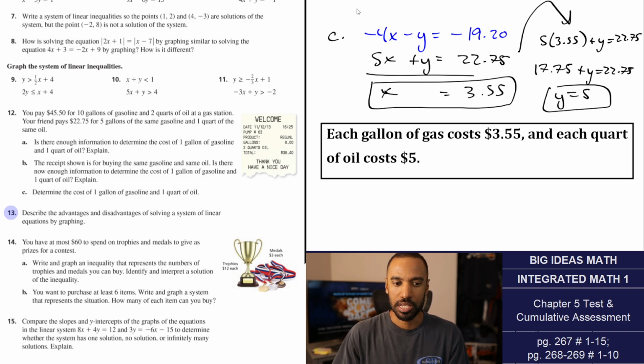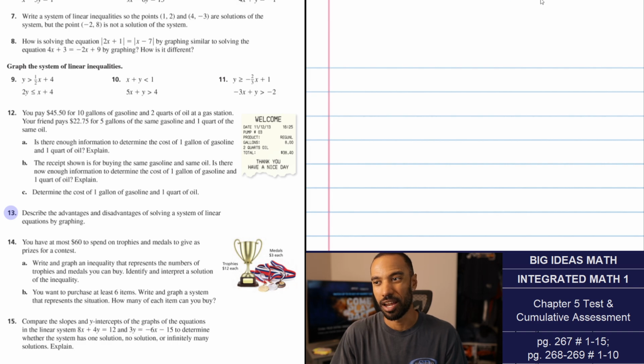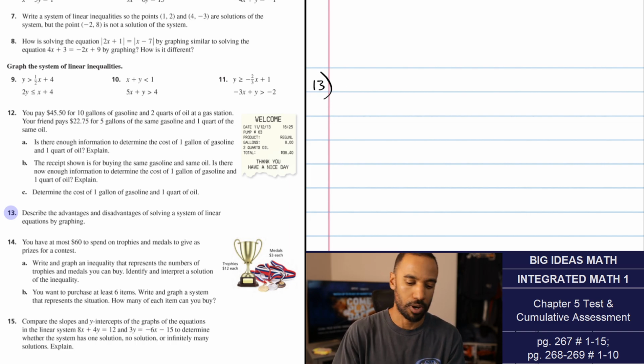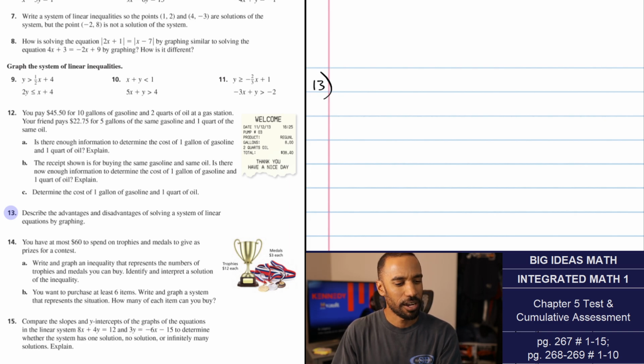Describe the advantages and disadvantages of solving a linear system of equations by graphing. I've stated a lot of them out loud. Now I got to kind of get into it here. So I have a nice big pros and cons list. Hold on. I'm going to cheat a little bit. I'm going to find one of my old lists. Oh, do I have it on here?